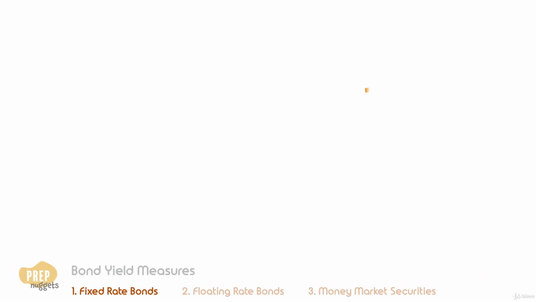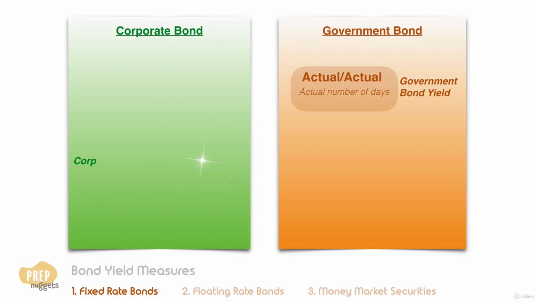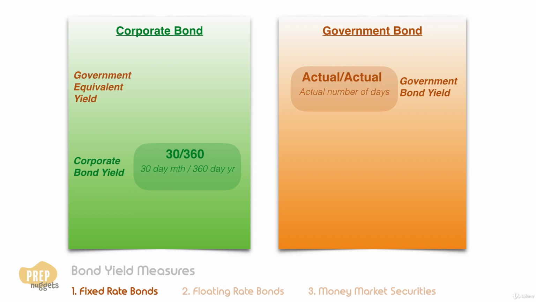We've learnt earlier that government bond yields are usually quoted on an actual day count basis. On the other hand, corporate bond yields are usually quoted on the 30/360 basis. The convention is a 30-day month, 360-day year, regardless of the actual number of days. Sometimes a government equivalent yield is quoted for a corporate bond.